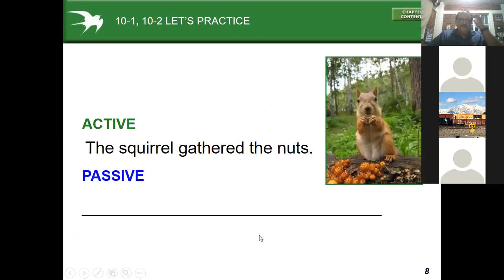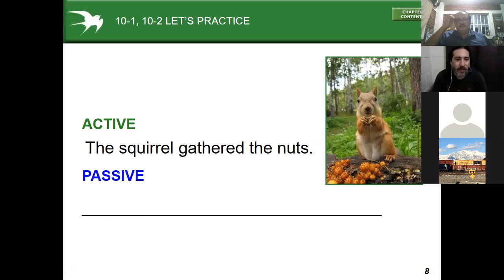Okay, now look, active. The squirrel, this is the squirrel. Look at the color and the size of the squirrels in the United States. In El Salvador, they are very small. Very small, in different colors. In gray. The food, look at the food, the weather. They have more vitamins here than in Salvador, right? Okay. Then the squirrel gathered the nuts. This is the active. What is the passive? The nut. The nut got gathered.